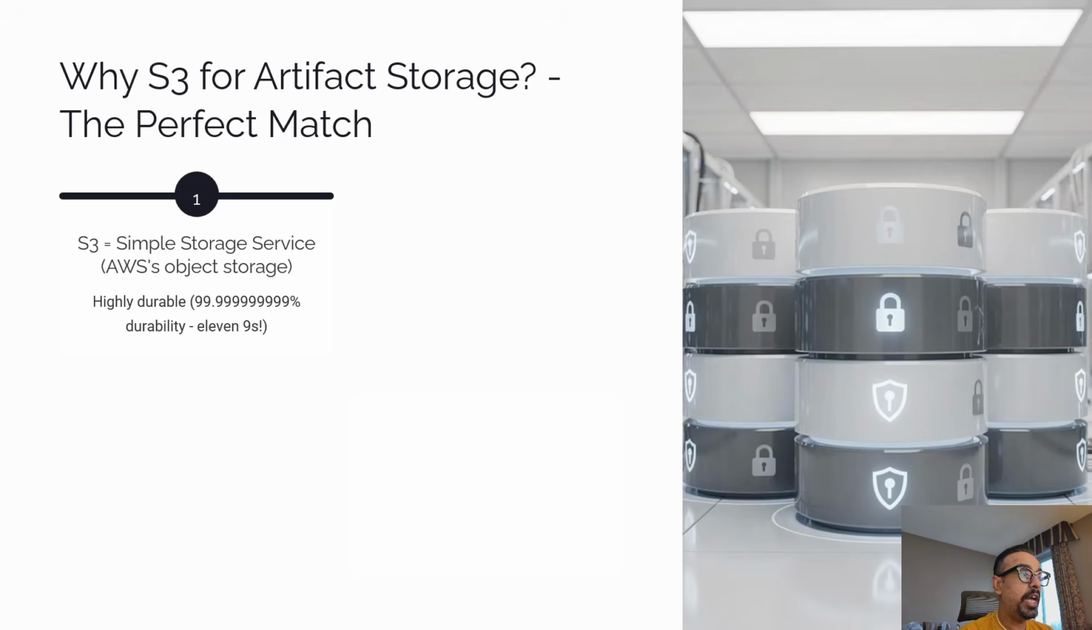So why do we use S3 for storing artifacts? Why not just keep them on the build server itself? Let me explain why S3 is the perfect choice for us. First, S3 stands for Simple Storage Service, as we know, and it's AWS object storage, like a massive hard drive in the cloud. S3 is incredibly durable with 11 nines of durability. That means if you store 10 million files in S3, you might lose one file every 10,000 years. So we can consider our artifacts safe in S3 storage.